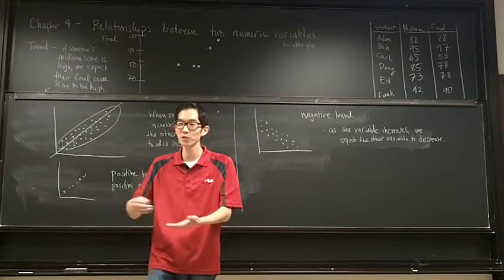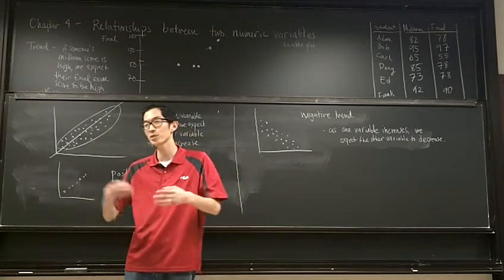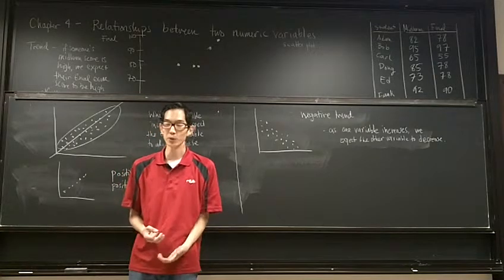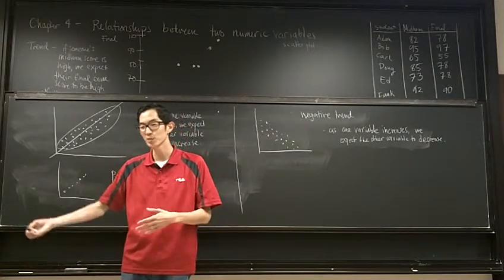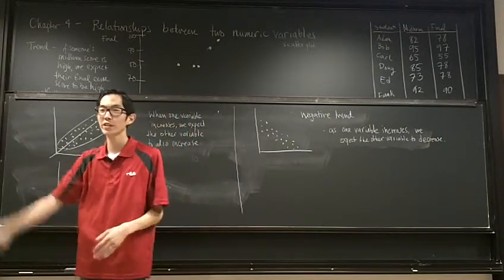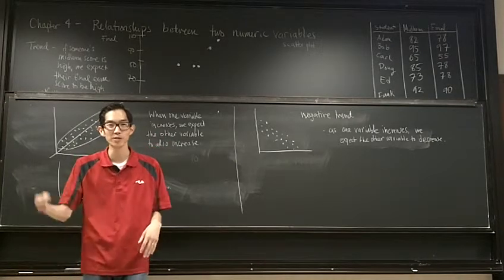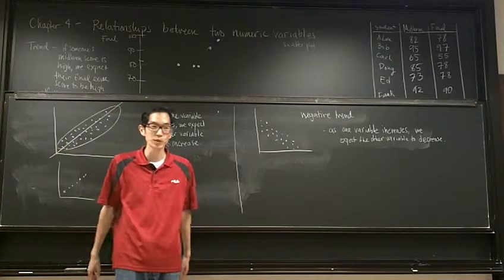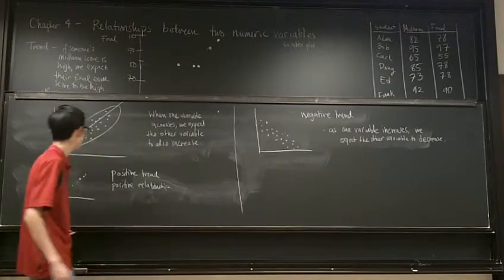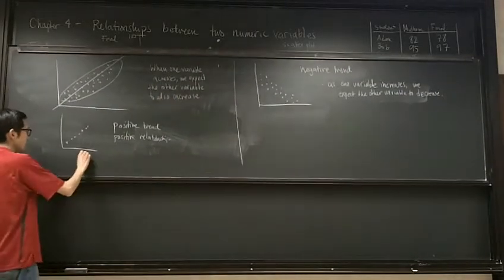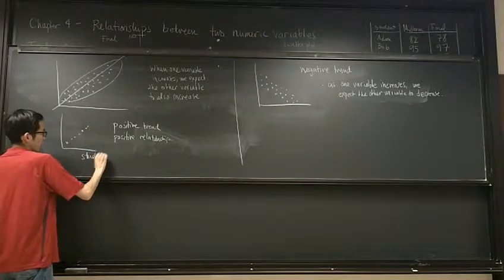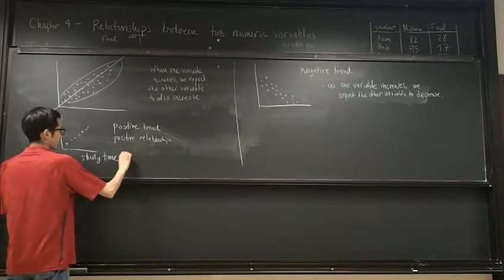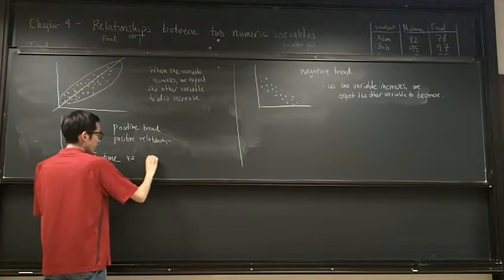We're expecting students in general, of course this isn't always going to hold, but in general students who study more, we're expecting to have higher quiz grades than students who studied very little. So that's a good example of a positive relationship. So this would be study time versus quiz grade.